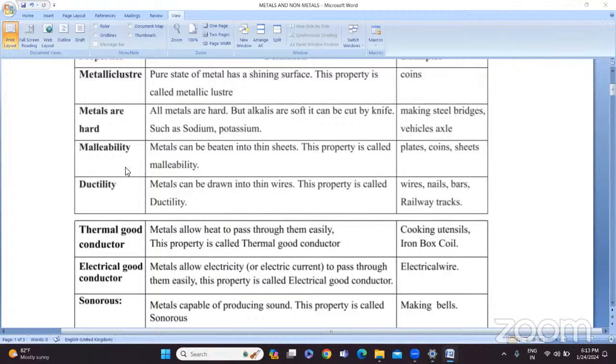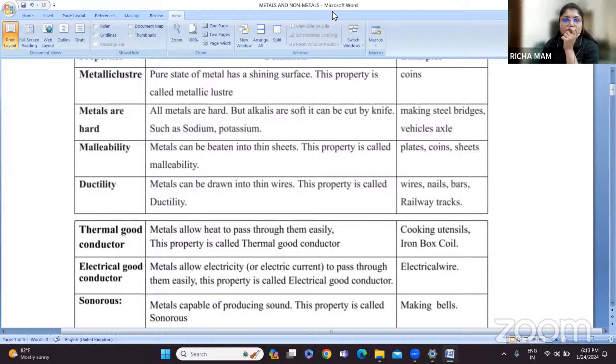Next is ductility. Another unique property shown by metals is ductility. Ductility means metals can be converted into wires. When metals can be drawn into thin wires, this property is called ductility. For example, wires, nails, bars, and railway tracks. These are the examples of ductility.